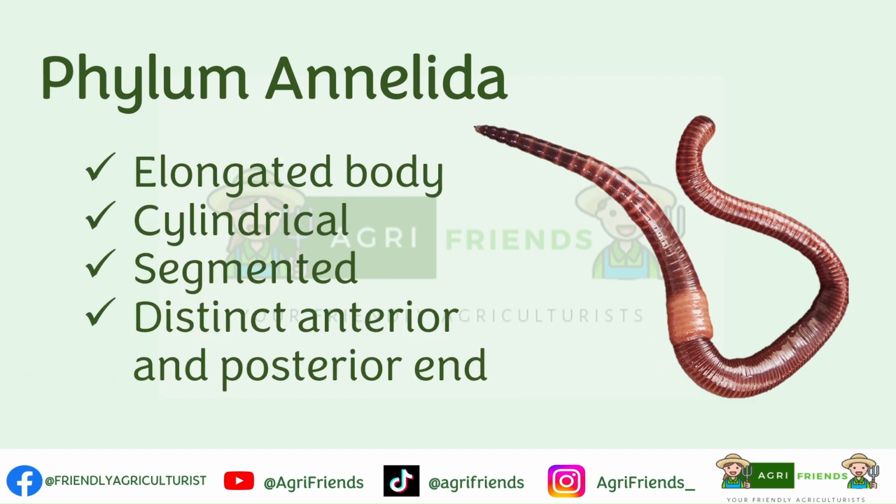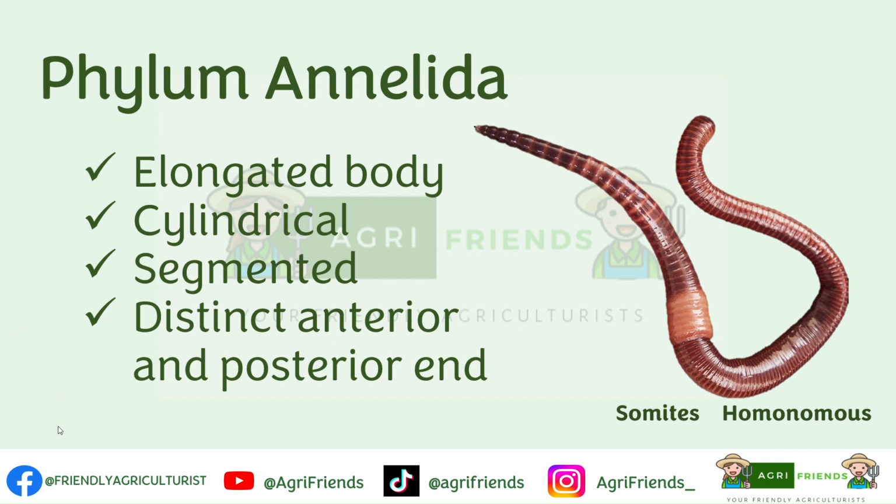So they have an elongated cylindrical segmented body with a distinct anterior portion, which is this part, and a distinct posterior portion, also called the periproct. So these segments between the anterior portion up to the periproct are called somites. And these somites are homonomous, meaning they are the same or similar with each other.